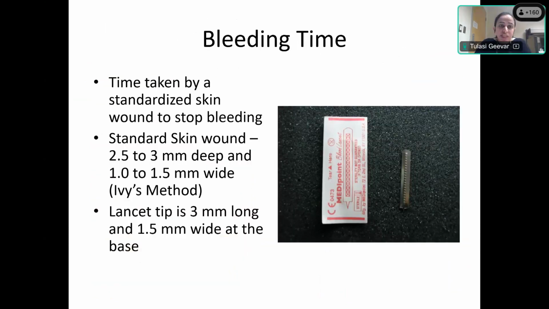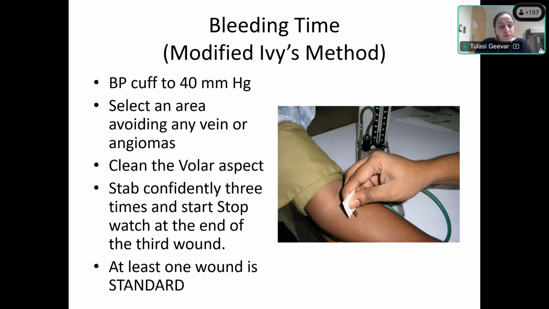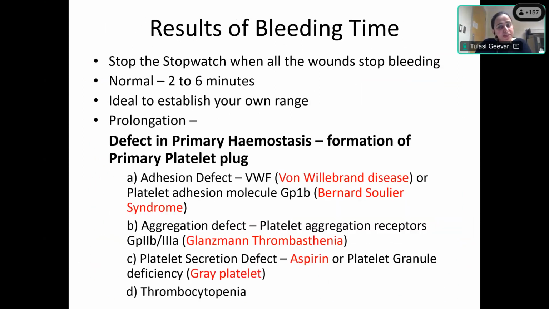Bleeding time is the time taken by a standardized skin wound to stop bleeding, and the standardized skin wound is 2.5 to 3 millimeter deep and 1 to 1.5 millimeter wide by the modified Ivy method. This can be done even by a Langston tip, which has similar dimensions. So I'm not going into the procedure now, but prolonged bleeding time can be seen in primary hemostatic disorders like von Willebrand disease, Bernard-Soulier syndrome, Glanzmann's thrombasthenia, platelet secretion defects, and in thrombocytopenia.